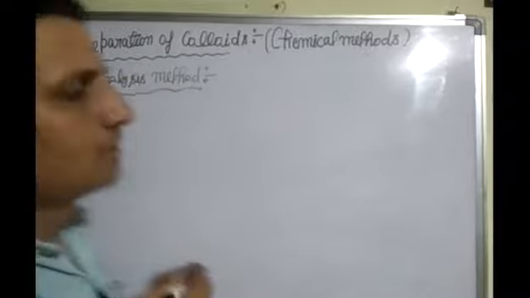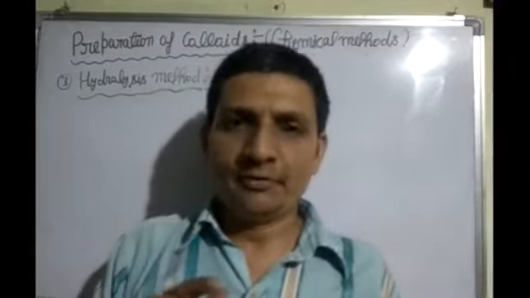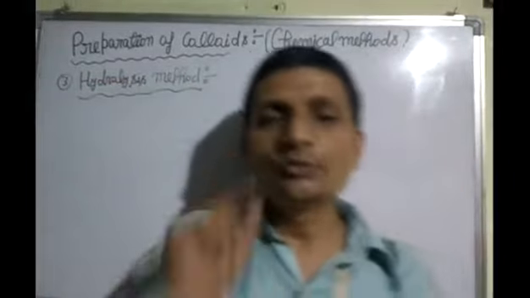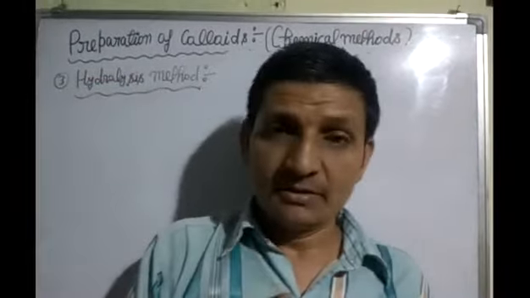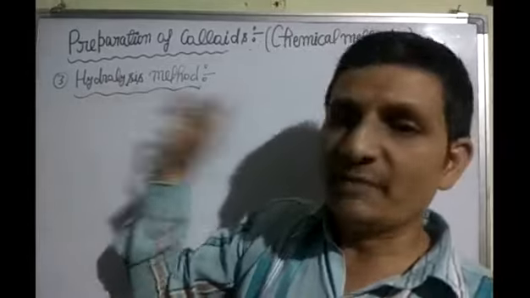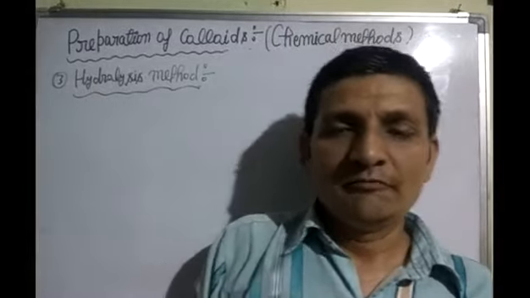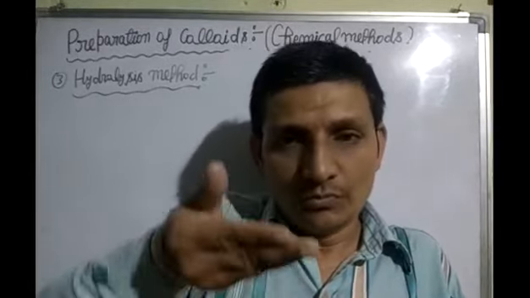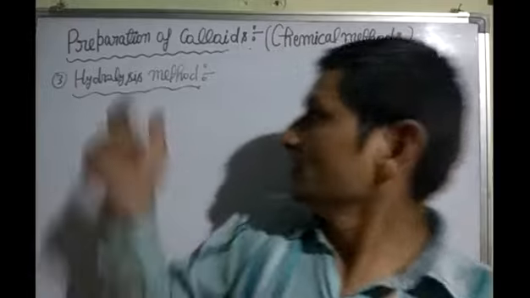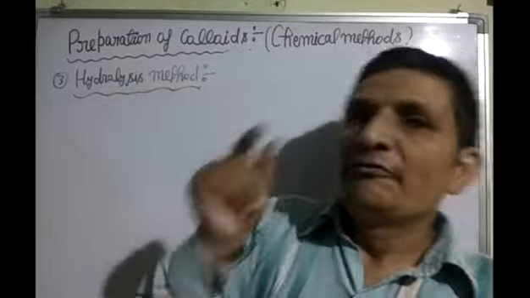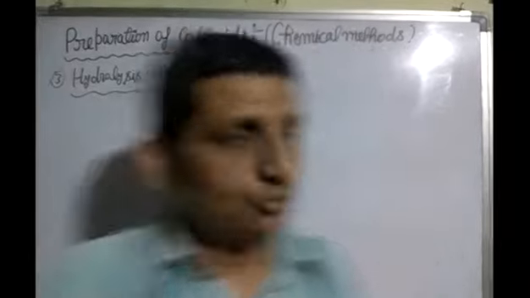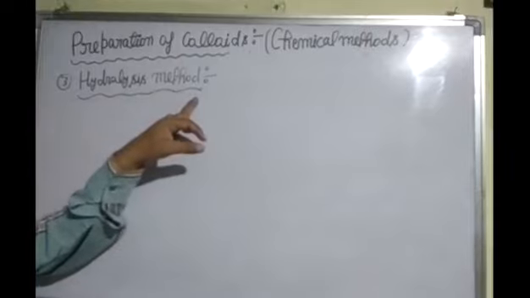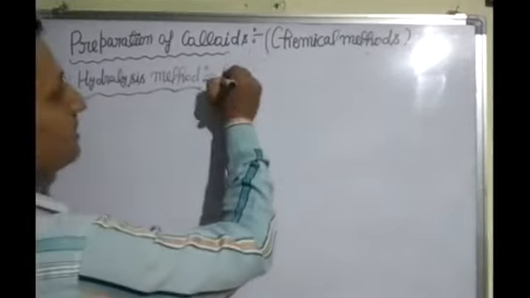Hydrolysis method. A colloidal solution of ferric hydroxide is prepared by the hydrolysis method. When a concentrated solution of ferric chloride is added to hot water, ferric hydroxide is formed. So look here, hydrolysis method. What is the hydrolysis method? I have just told you. A colloidal solution of ferric hydroxide is prepared.